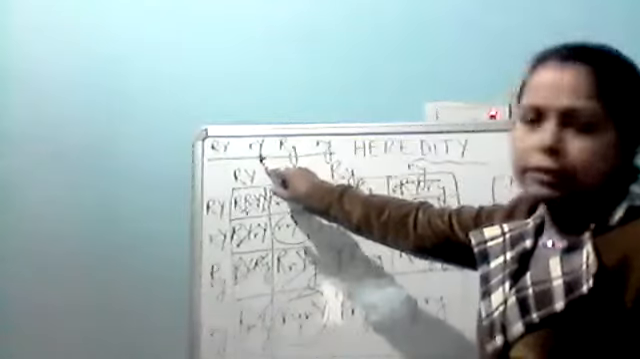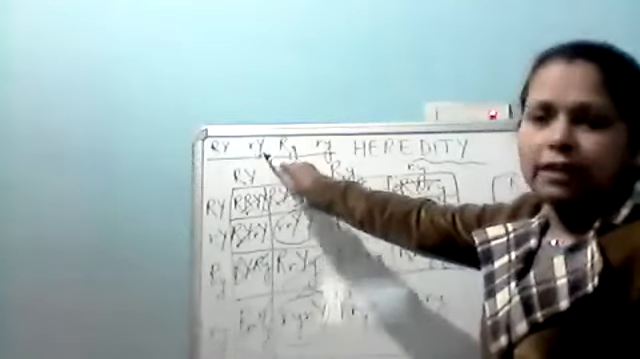देखो 3 हो गया. कौन सा? Small r and capital Y. It means it is wrinkled and yellow.